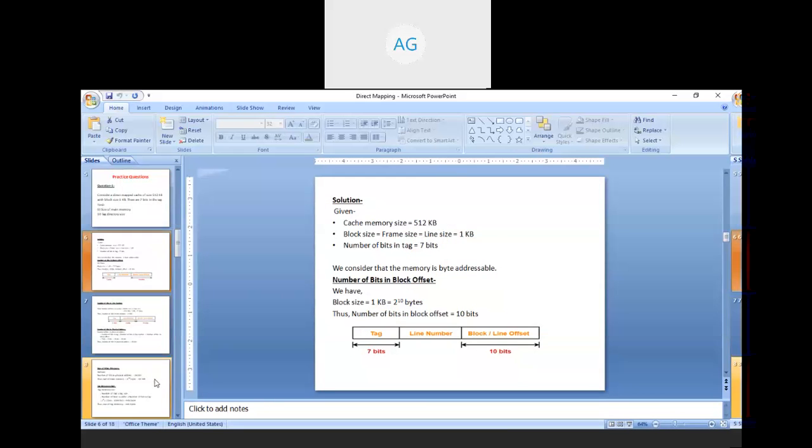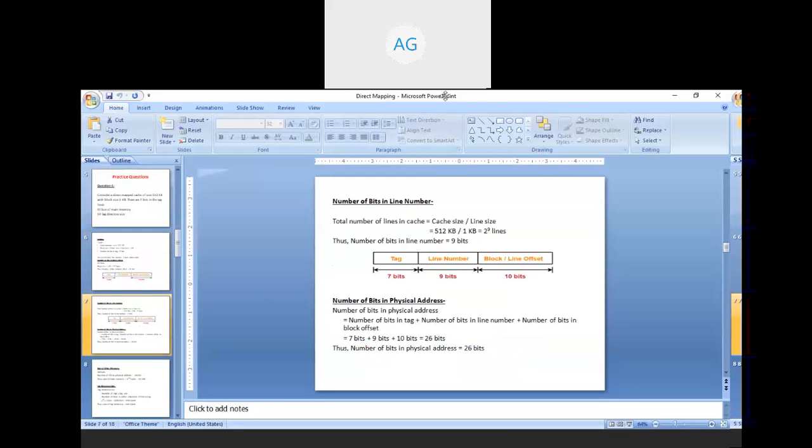So moving to the next slide. Number of bits in the line number. The total number of lines in the cache is given by this formula: cache size divided by the line size. Here the cache size is 512 KB and the line size is equal to the block size, which is 1 KB. Dividing in this way, we get 512, which can be replaced by 2 to the power 9. 2 to the power 9 is equivalent to 512. So there are 2 to the power 9 lines. Thus the number of bits in the line number is 9 bits.